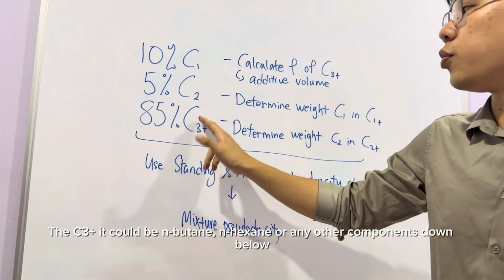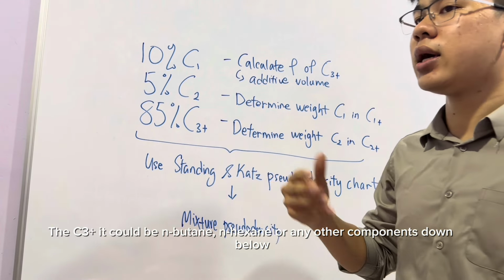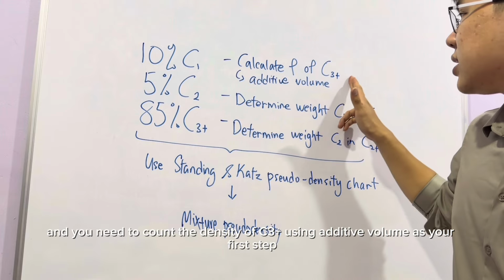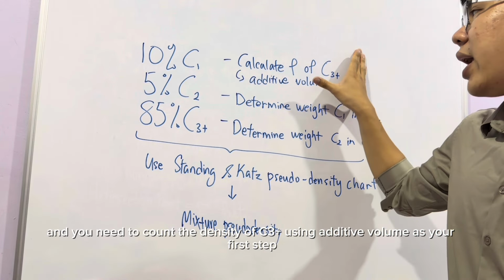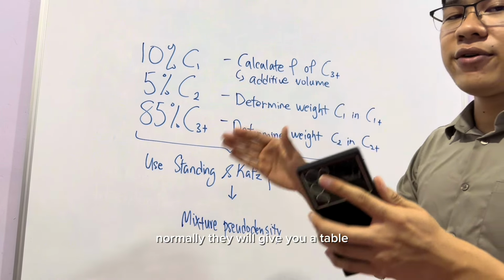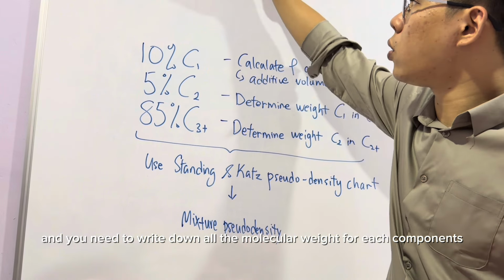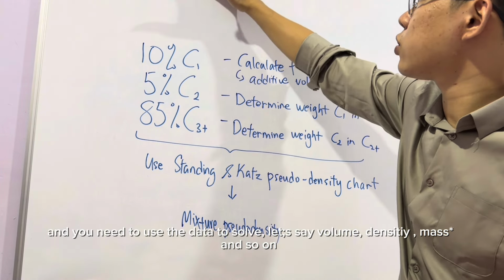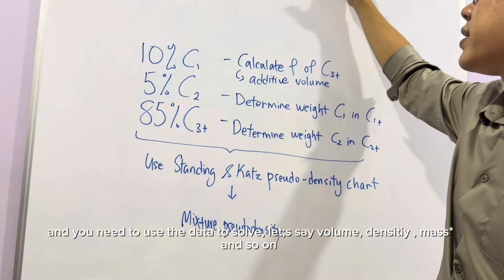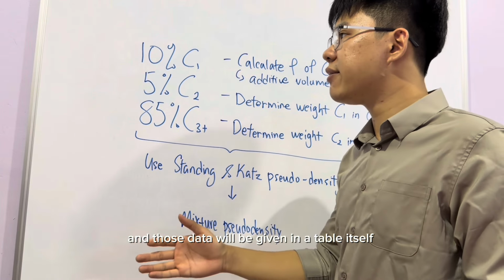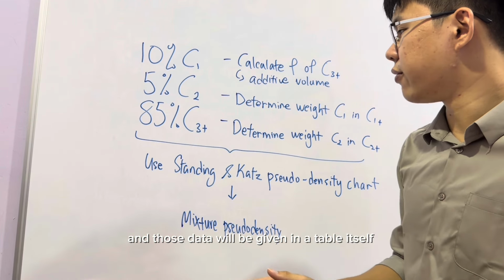The C3 plus could be n-butane and hexane or any other components further down. You need to calculate the density of C3 plus using additive volume as your first step. Normally they will give you a table and you need to write down the molecular weight for each component, and you need to use the data to solve for volume, density, weight, and so on. Those data will be given in the table itself.